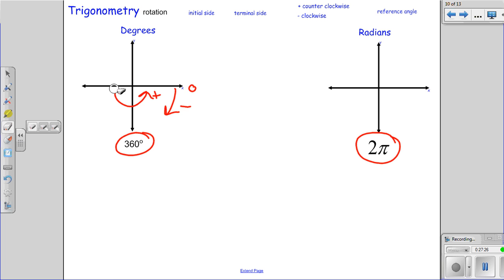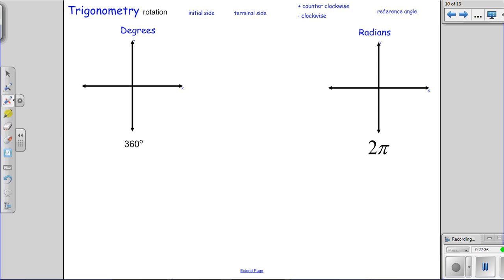So let's go through, for instance, an example of terminal and coterminal and initial side and things of that nature. Let me erase this out of the way first. Let's say we had, let's keep it simple, a 30-degree angle. There's a couple ways you could list this. This is 0, so we call that the initial side. So let's go ahead and label that. And then the terminal side is where you end up. So that's where the line is right there.